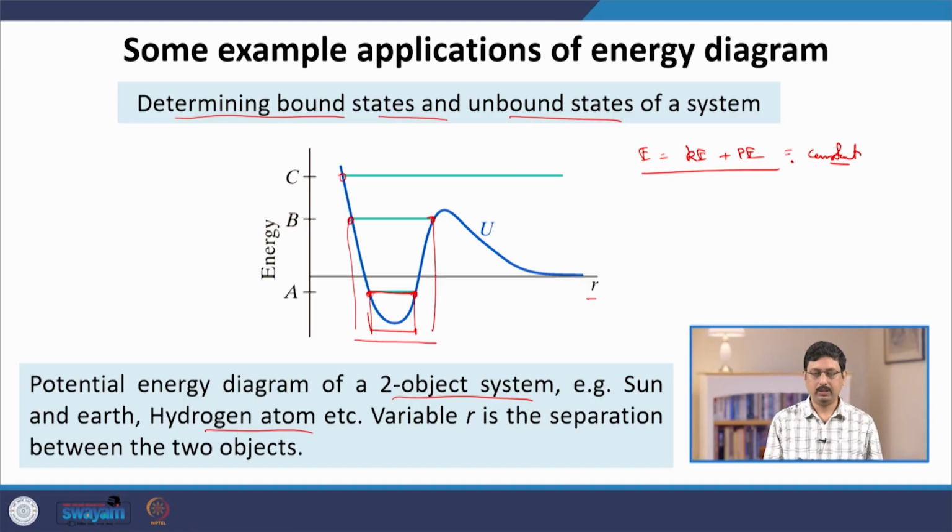For example, if you consider the earth and sun system, it means that the motion of earth is bound to move around the sun. Its distance from the sun varies, but within a range; it cannot be anything. Whereas, level C can, for example, represent the motion of a comet. It also moves around the sun, and it can have a closest approach to the sun, but there is no limit on the furthest approach. So, the motion of the comet around the sun is not bound.